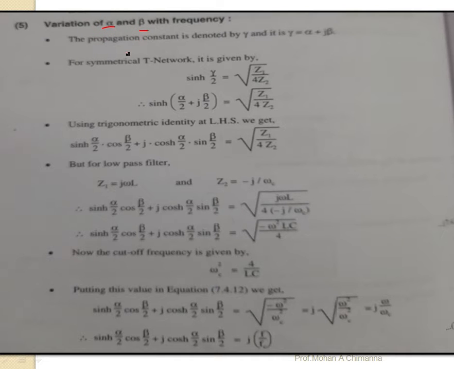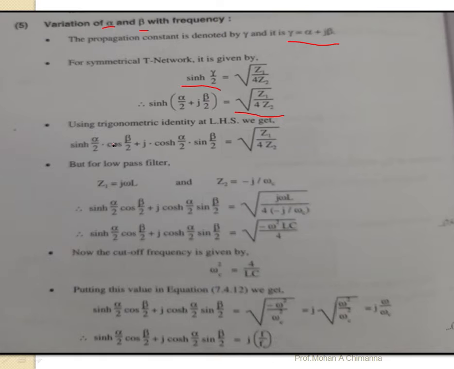The propagation constant is denoted by gamma, and the value of gamma is equal to alpha plus j beta. For the symmetrical T network, it is given by sinh of gamma by 2, which is equal to the square root of z1 upon 4z2. Therefore, sinh of alpha by 2 plus j beta by 2 is equal to the square root of z1 upon 4z2.